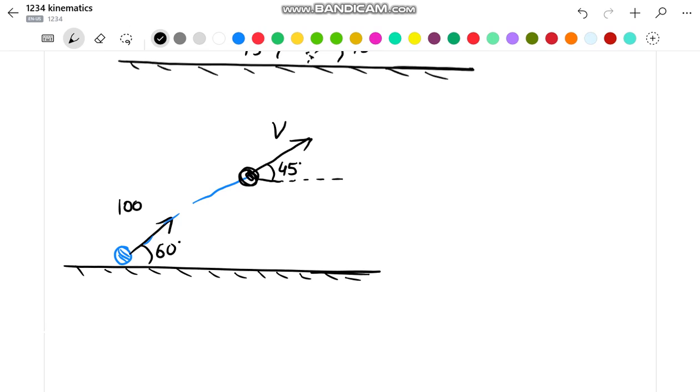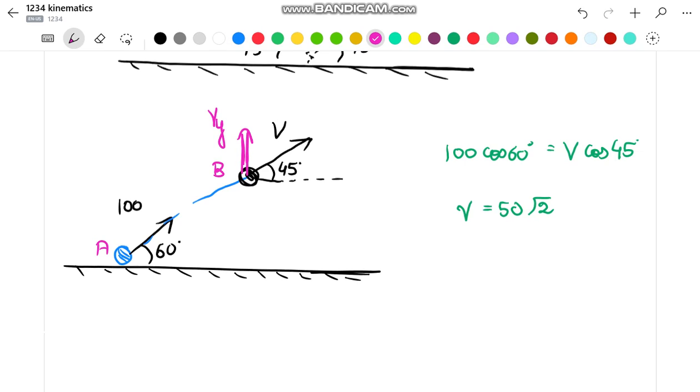So I've assumed that at this instant its speed is v, and since we know that the x component of velocity of a projectile always remains constant, we can write 100 cos 60 degrees equals v cos 45 degrees. From here we can say that the value of v is 50 root 2. Let us now find the y component of velocity at point B. This y component of velocity will be equal to v sin 45 degrees, which is equal to 50.